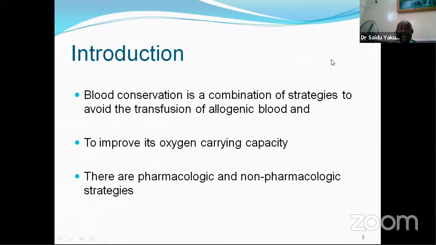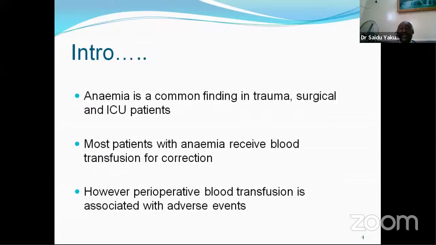In our introduction, blood conservation is a combination of strategies to avoid the transfusion of allogeneic blood and to improve its oxygen carrying capacity. There are pharmacologic and non-pharmacologic strategies for blood conservation. Anemia is a common finding in trauma, surgical patients, and patients in the ICU, and most patients with anemia receive blood transfusion for correction. However, we all know that perioperative blood transfusion is associated with adverse events.